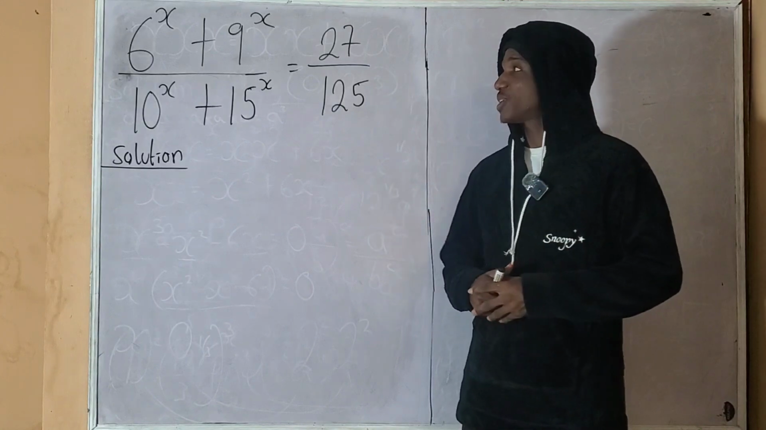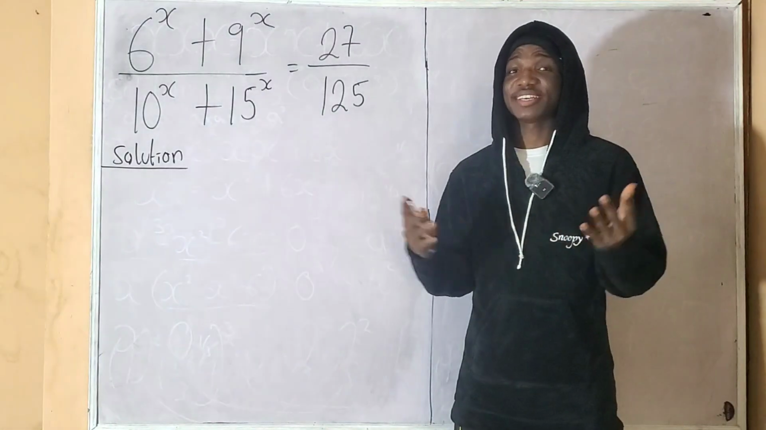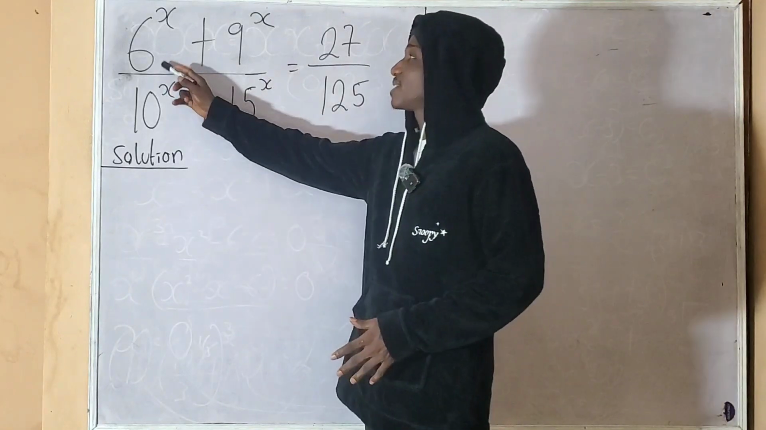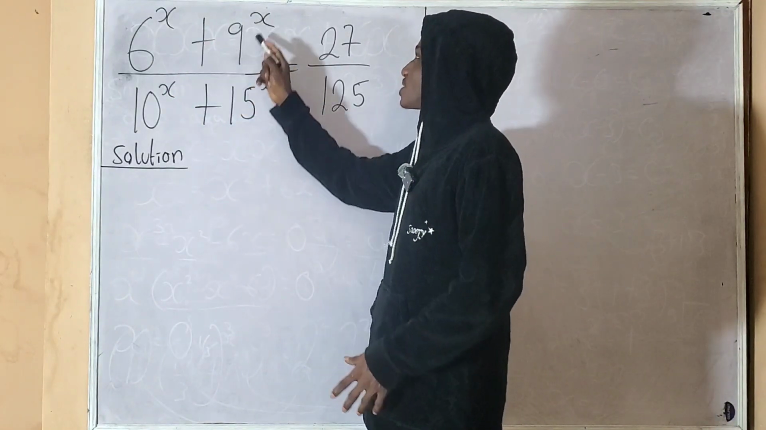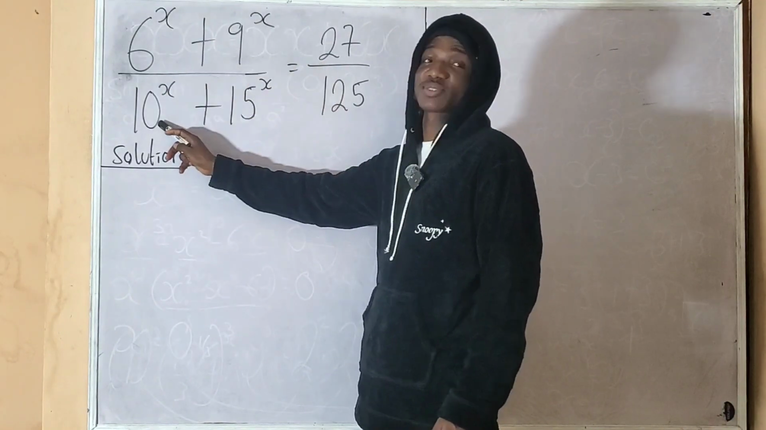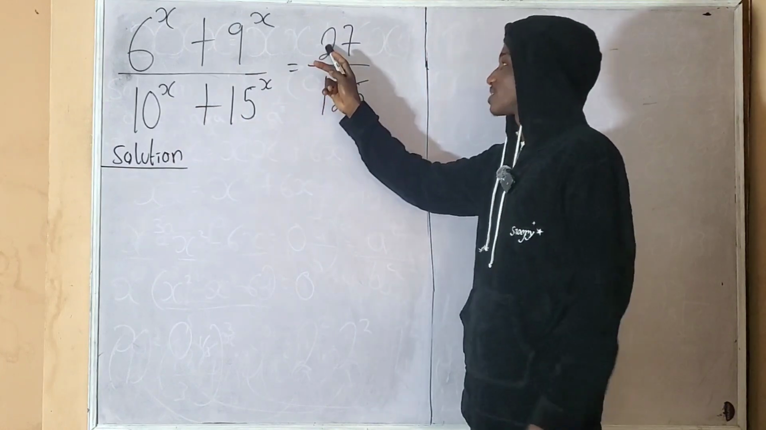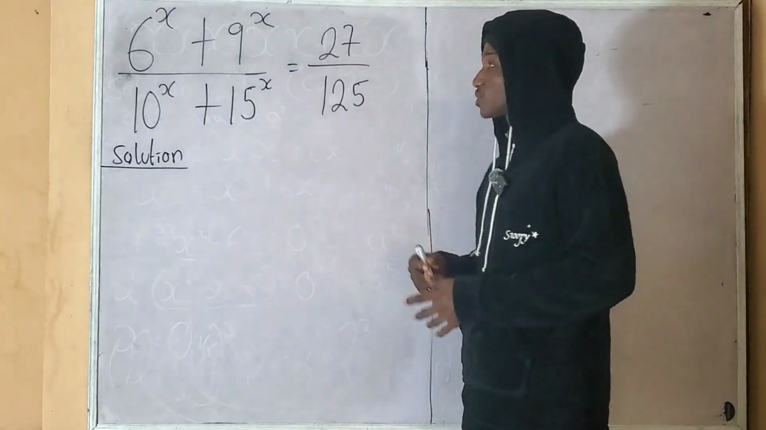What would be your best move if you encounter this question in exam? We are asked to find the value of x in 6 raised to the power of x plus 9 raised to the power of x divided by 10 raised to the power of x plus 15 raised to the power of x equals 27 over 125.